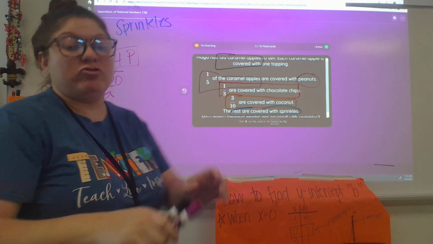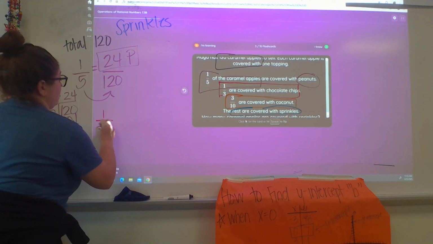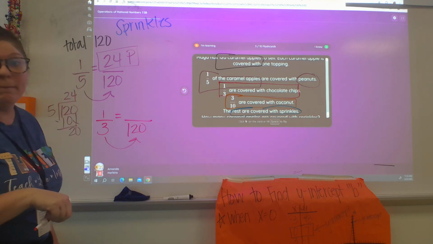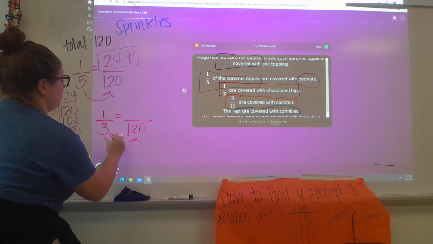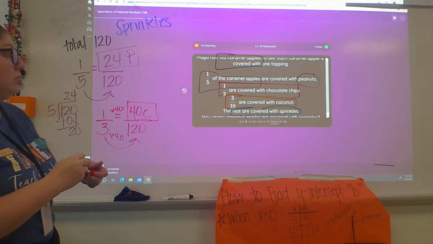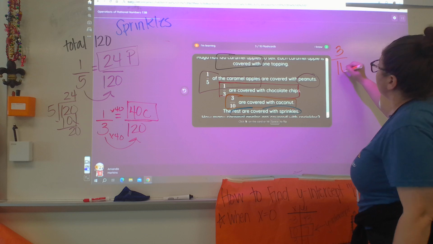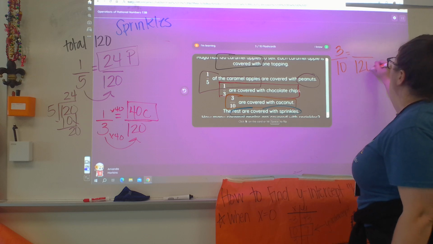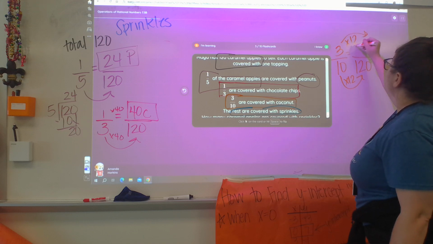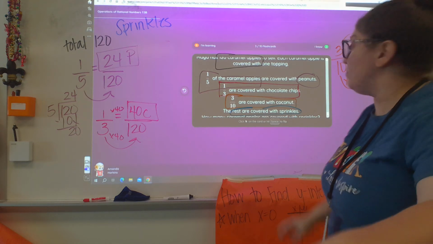Okay. Now I gotta work on chocolate chips. 1/3. And we're trying to get to 120. How do you get from 3 to 120? Times what? Times 40. Good job. So we know that 40 of them are chocolate chips. 3/10 is coconut. How do you get from 10 to 120? Times 12. So that's 36. 36 is coconut. All right, the rest are sprinkles, but I don't have a proportion here.